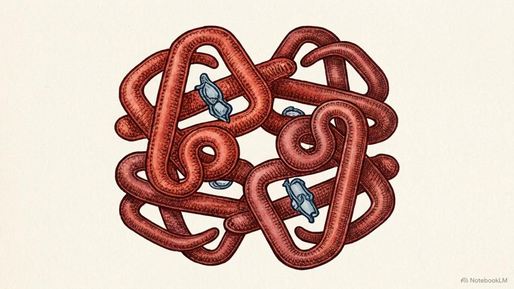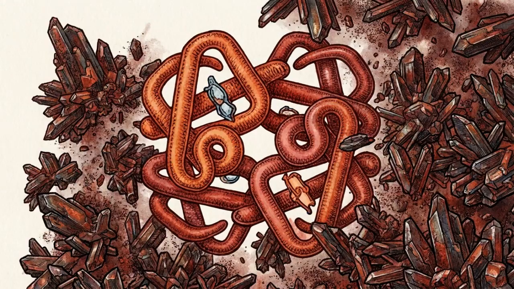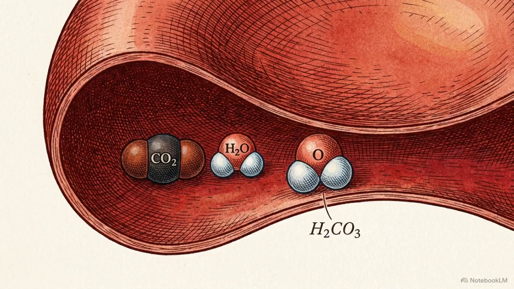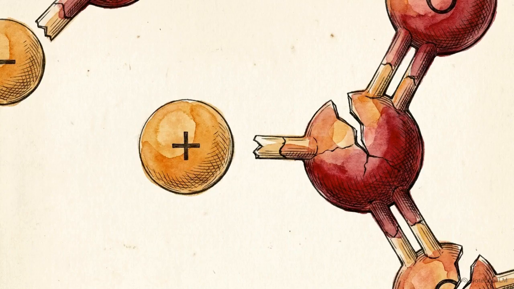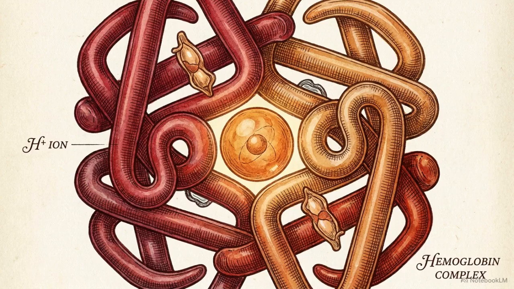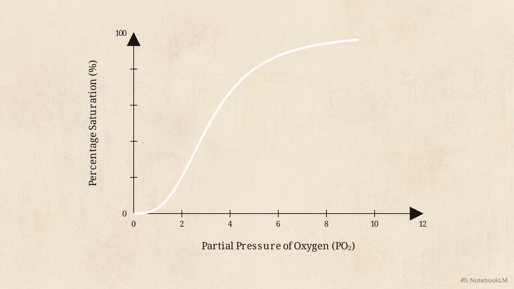Our fully loaded protein has now arrived in the active capillary bed, a zone highly saturated with carbon dioxide. As carbon dioxide diffuses into the red blood cells, it reacts with water to form carbonic acid. This immediately dissociates, releasing loose hydrogen ions. To prevent the blood from turning fatally acidic, the hemoglobin protein binds to those loose hydrogen ions itself. This chart isolates the result, the Bohr effect.